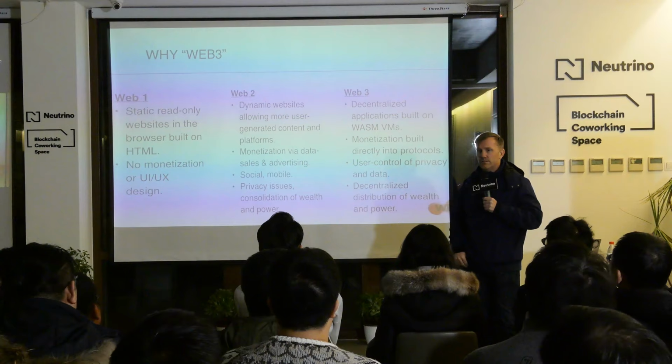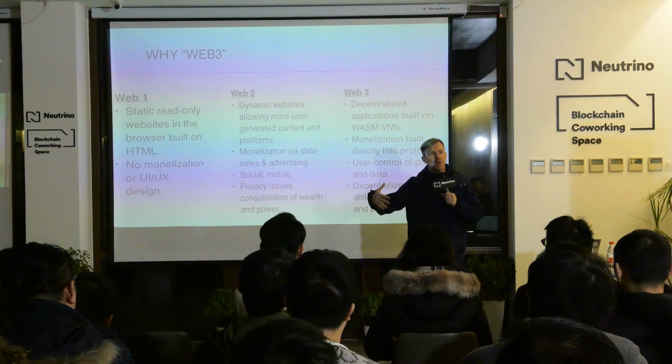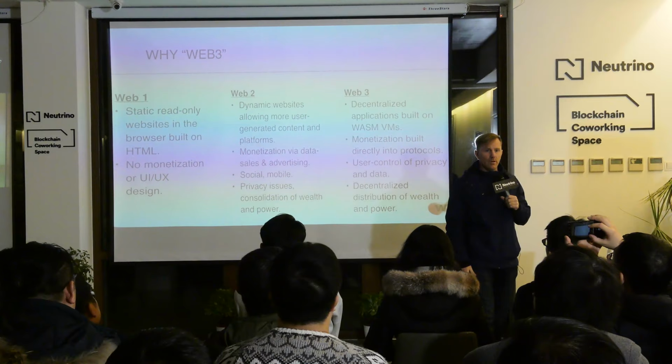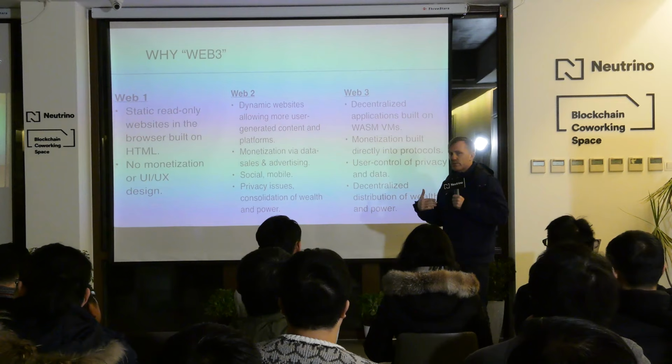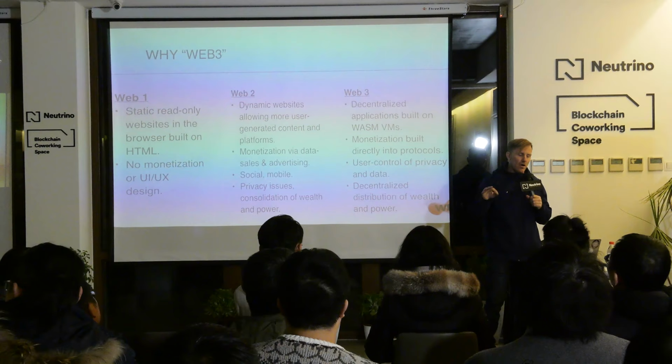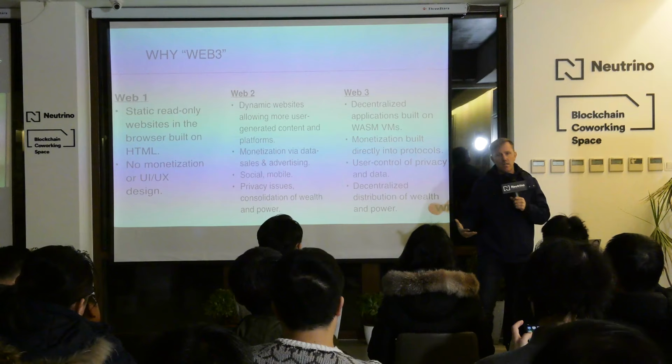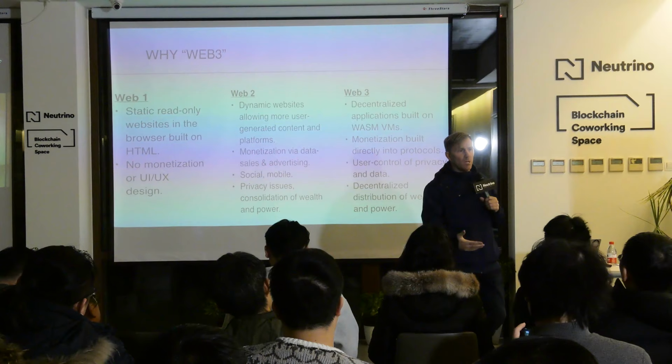And this is where decentralized applications are deployed as smart contracts, or in the case of Polkadot, as parachains, and run on a WASM virtual machine. Monetization is built directly in at the protocol layer, which is far more compelling. Users have better control over their privacy and over their data. And more importantly, there's far better distribution of wealth and power in Web3. Even today, we have a higher Gini coefficient among most blockchain ecosystems than we see in the world at large.